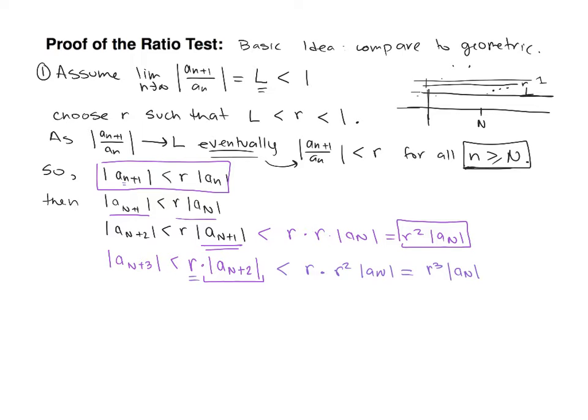Couldn't that have been a less than? Well, the less than is here, but in that case it's equal to. Do you see that there's a pretty obvious pattern here? What is the absolute value of A sub capital N plus 4 going to be less than? R to the 4th absolute value A sub capital N, right? Okay.